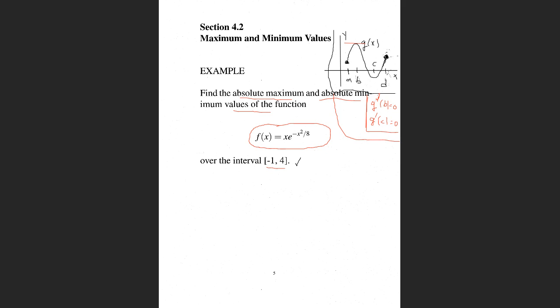Absolutely. So we notice that at x equals c, we have an absolute minimum as well. So here, x equals b and x equals c. At x equals b, the function g has an absolute maximum. At x equals c, the function g has an absolute minimum.